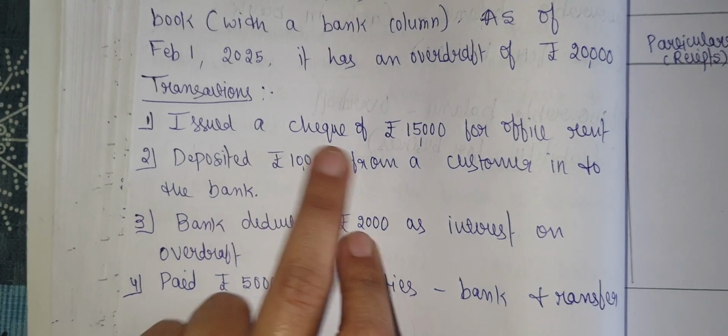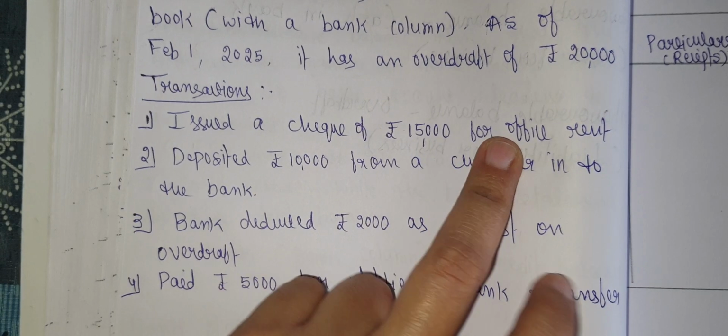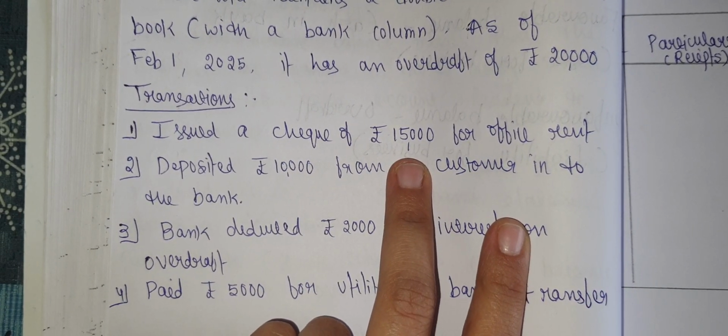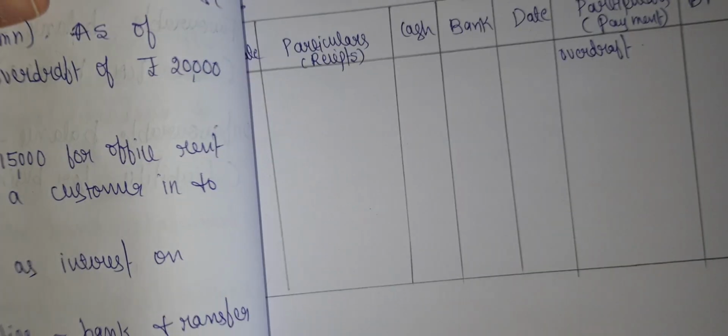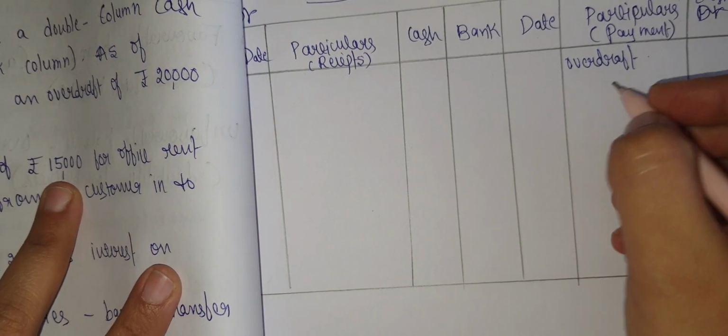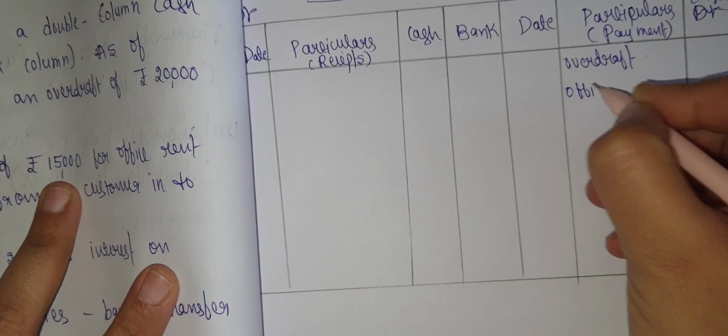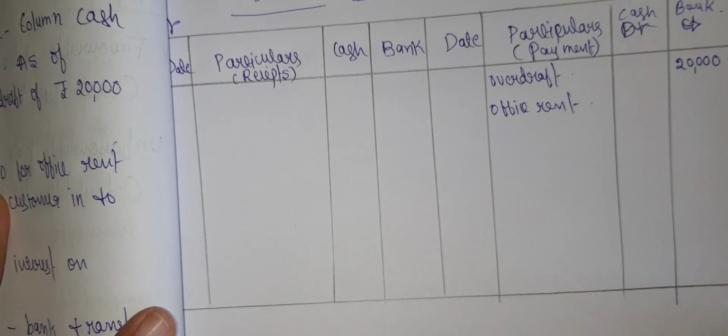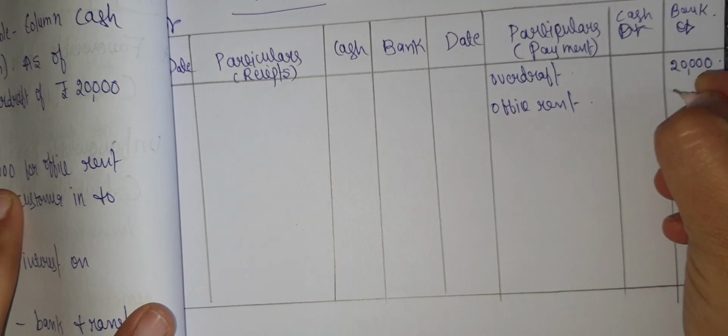Next one, issued a check of rupees 15,000 for office rent. Issued a check means it comes in the payment side, means in the credit side. Office rent, record the amount in the bank column, that is rupees 15,000.